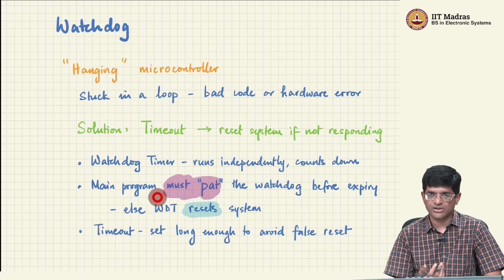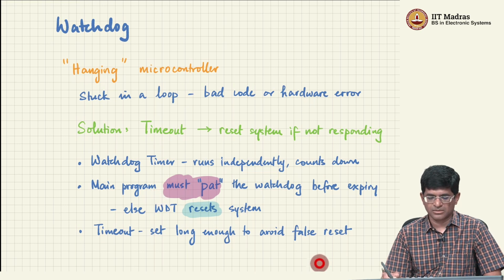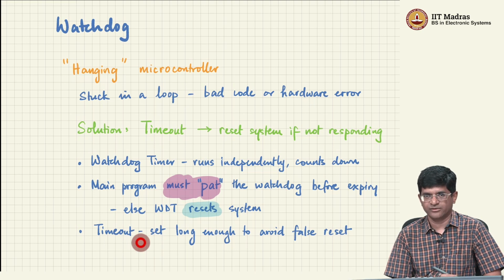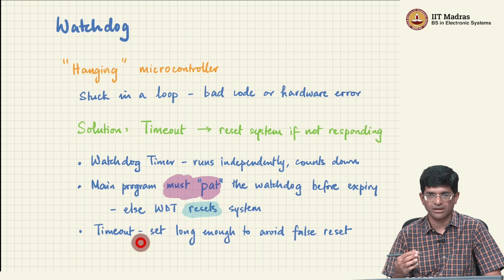Okay, if it does not, the watchdog timer hits 0, it assumes that something went wrong and just force resets the entire system. All that you need to do is make sure that your timeout has been set long enough to avoid unnecessarily resetting your system, right? So you put it to a long interval, maybe several seconds or minutes, some time interval that's long enough that you can be sure that if your CPU hasn't responded within that time, something is wrong.